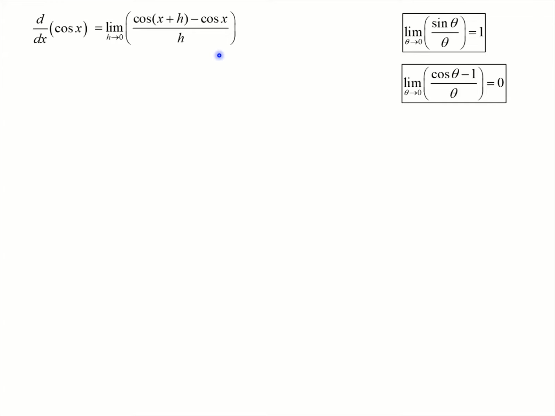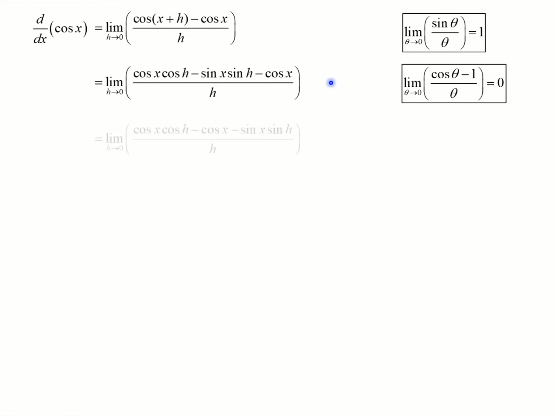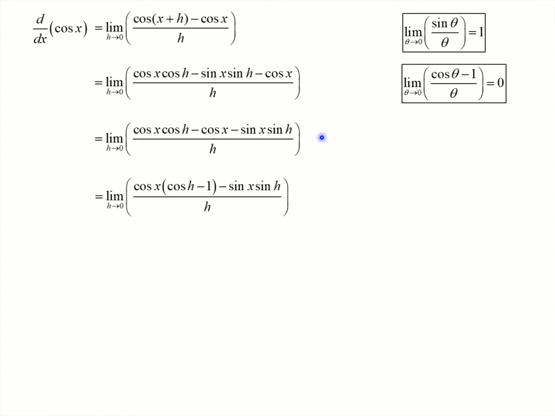I use the identity: cosine of x plus h is cosine x cosine h minus sine x sine h. I'm going to switch those two terms, so the negative sine term is the middle term then. So it looks very similar to the last thing. I'm going to factor a cosine out of the first two terms. So I have that. Then I'm going to break that fraction so it's a difference. We can do that because both of them have h on the bottom.